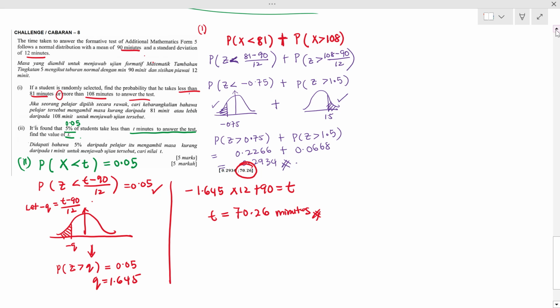Please don't trust my values at all. Please, you all double check in your normal distribution table. Make sure you get the same reading as mine. Don't just copy my answer. That's not involving any learning.